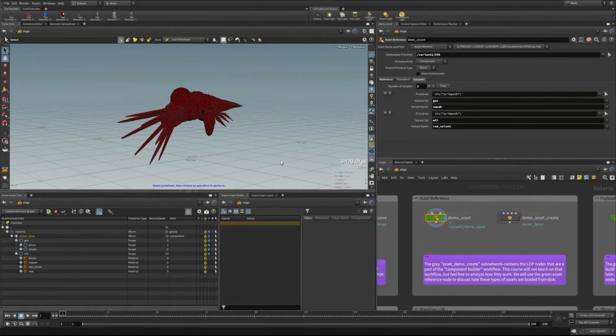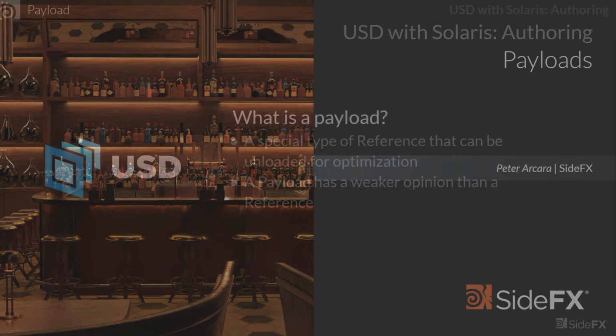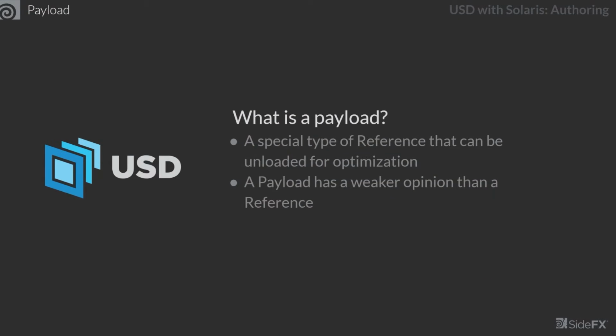Payloads are a special type of reference in USD. They allow us to unload assets from our viewport in order to optimize performance and focus on specific parts of our scene. First of all, let's talk about what exactly a payload is.